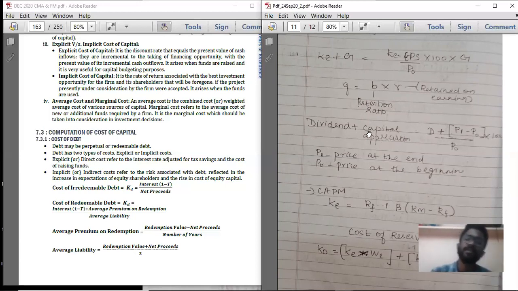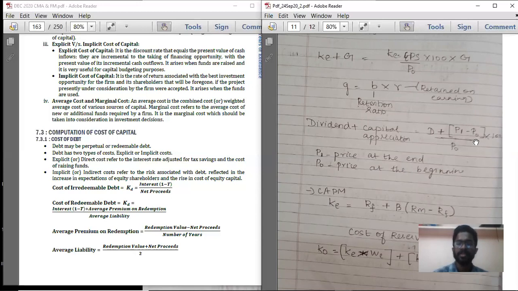Fifth arrow mark: dividend plus capital appreciation. Below that record, KE is equal to D plus, within bracket, P1 minus P0. P1 is at the end of the year, P0 is at the beginning of the year. So D, which means dividend, plus within bracket P1 minus P0, close the bracket, whole divided by P0 into 100.